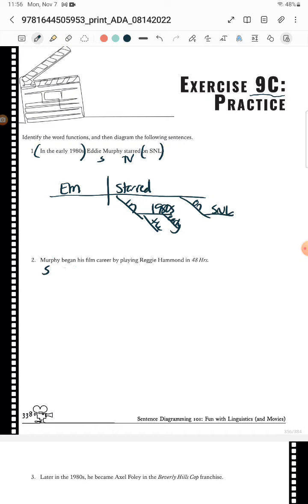Murphy began what? He began his career, and then by playing Reggie Hammond in 48 Hours. So we've got a prepositional phrase, happens to have a gerund, object of a gerund, telling me how and where. So both adverbing here.